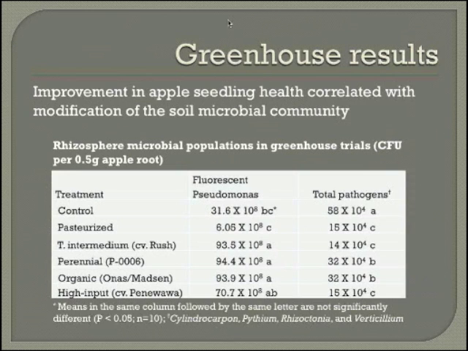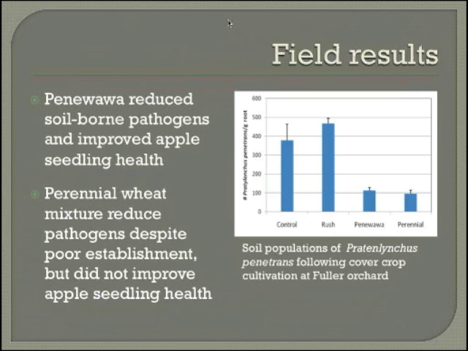And then we looked at changes in the microbial community, so what was happening as a result of these things. And we found that these top varieties did do very well at increasing the fluorescent Pseudomonas populations and then decreasing our pathogens. So we saw a correlation with the improvement in our apple seedling health with the modification in the microbial community. So in the field situation, our Pinawawa actually did really well. It was a spring wheat. It established well, grew well, and we actually grew that through the sickle. And it was very good at suppressing the Pratylenchus penetrans, which was the biggest problem at our Fuller site.